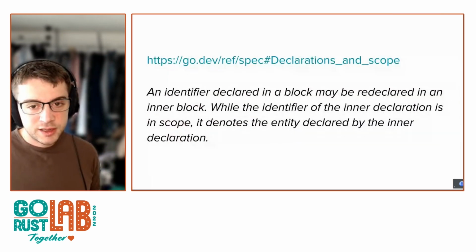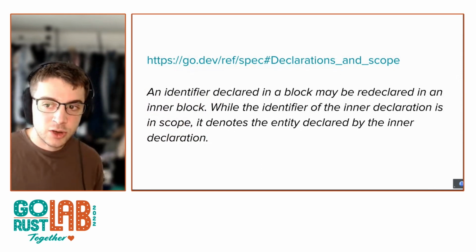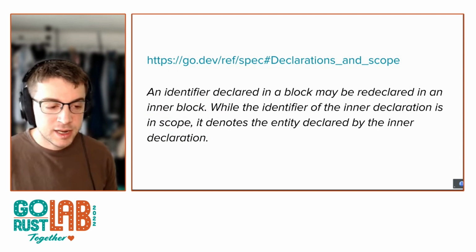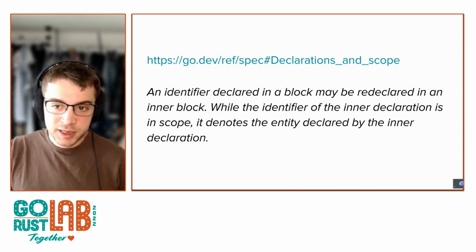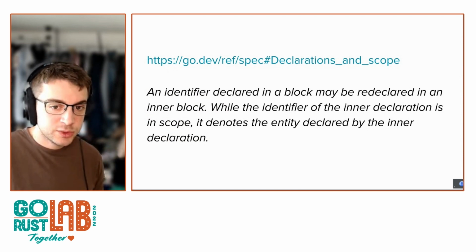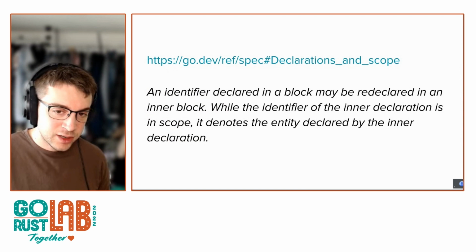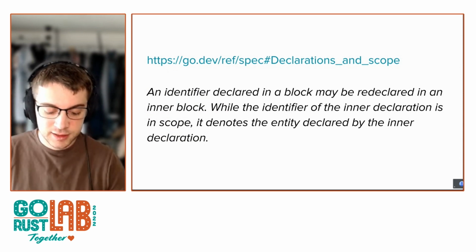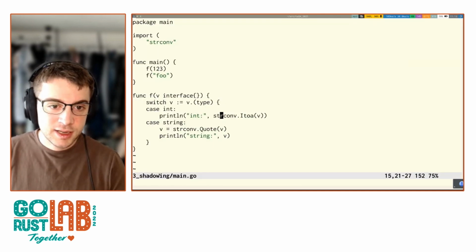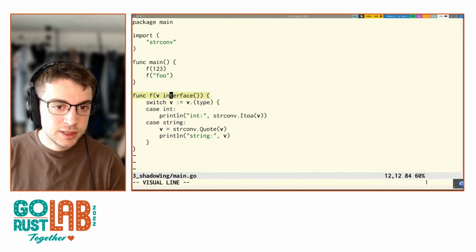So the way the spec defines this is that an identifier declared in a block may be redeclared in an inner block or a nested block. You can think of it that way. While the identifier of the inner declaration is in scope, it denotes the entity declared by the inner declaration. I'm not a big fan of the second sentence. It's a bit convoluted, but essentially it's saying that in our example before, the v that you see here is the v that was declared in the inner block. So this line, not this line.